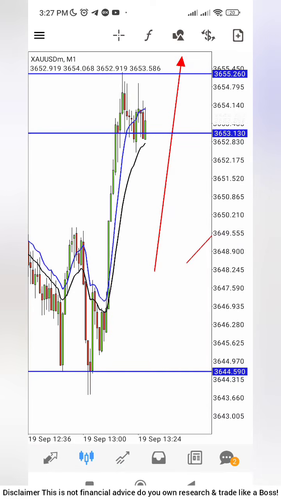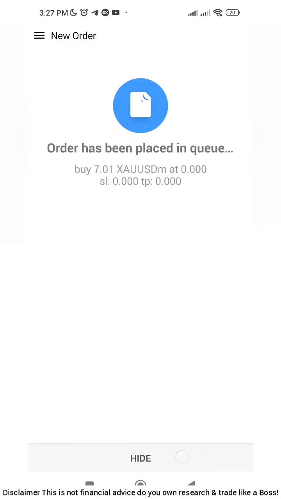Sometimes the market repeats itself. The same pattern which you entered before is the one which is happening right now, but the only difference is that we are now entering with a bigger lot size.